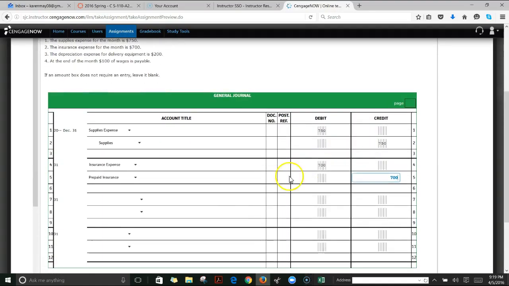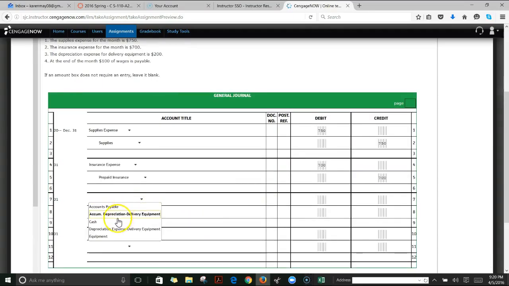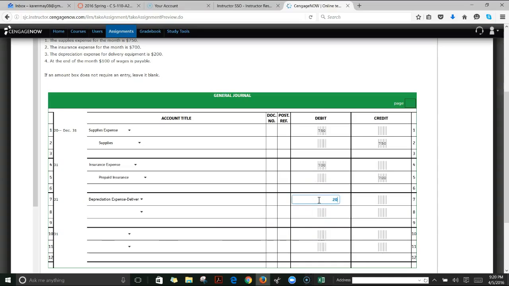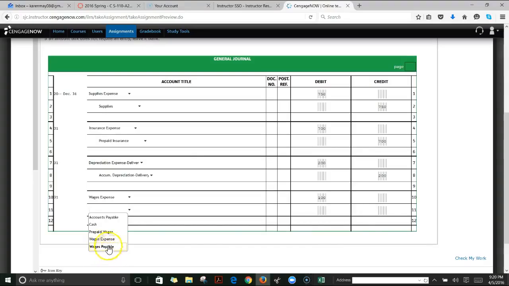Depreciation expense, 200. Accumulated depreciation, 200. The last one, wages payable, so you'd have wages expense of $100 and wages payable of $100.